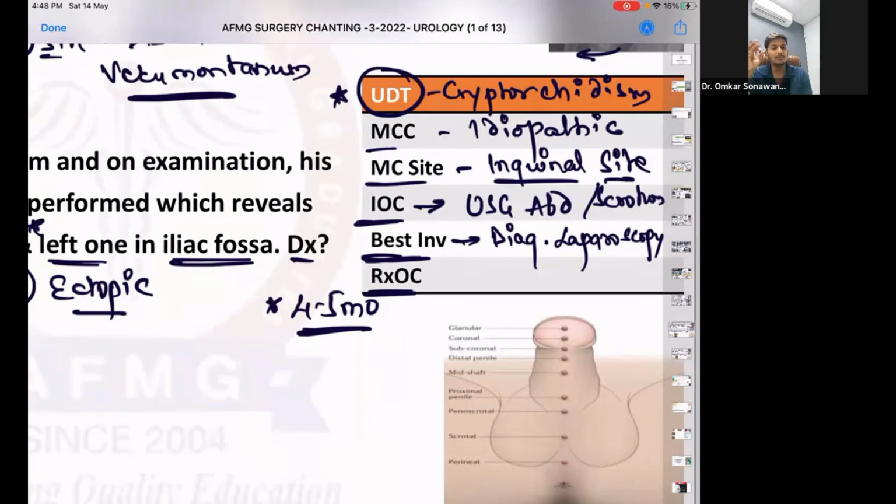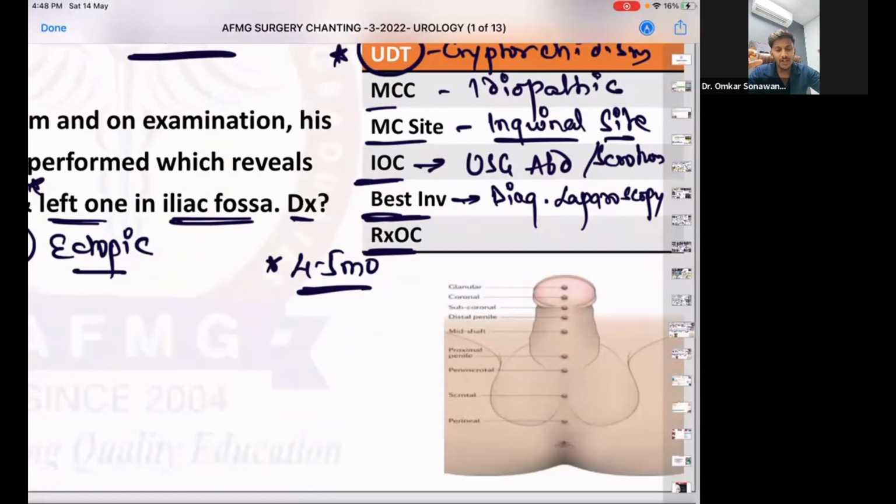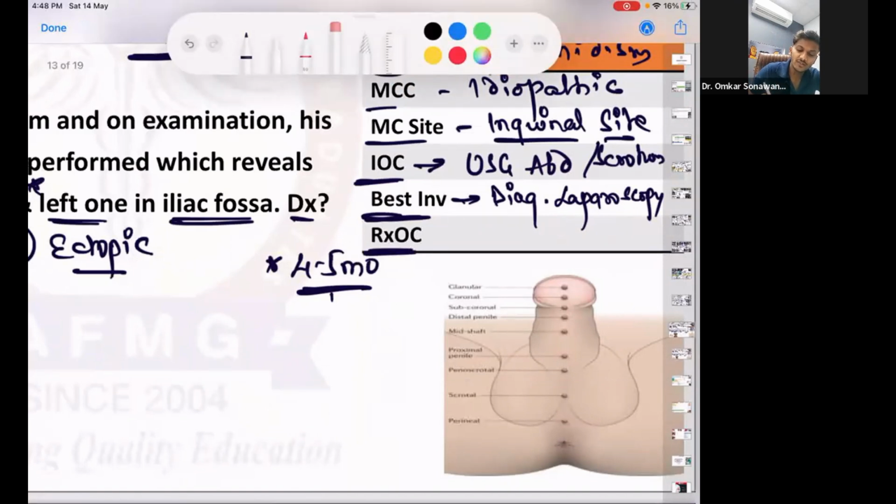Some books say it is maximum 9 months. So maximum 9 months, the testis can descend down into the scrotal sacs. The usual time is 4 to 5 months. Till then, if the child is 2 months of age, then definitely the treatment would be observation, wait and watch.